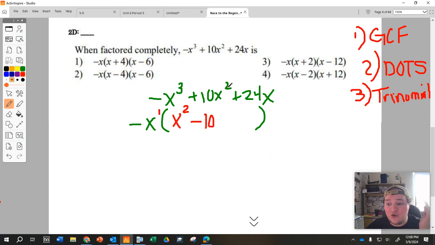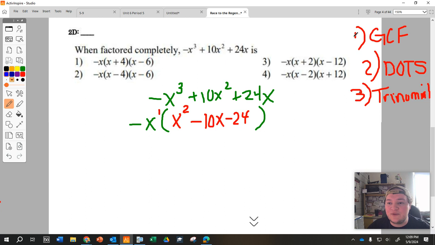X squared, I have 2 x's, I'm taking out 1x, so I'm left with 1x. And then positive 24 would become negative 24. I have 1x, I'm taking out 1x, I'm left with no x's. So that's reflected here as just plain 24. If you distribute that quickly in your head, you should get the original expression because factoring is the opposite of distributing. Okay. Then if you look at the 4 choices, what they did was they factored again.